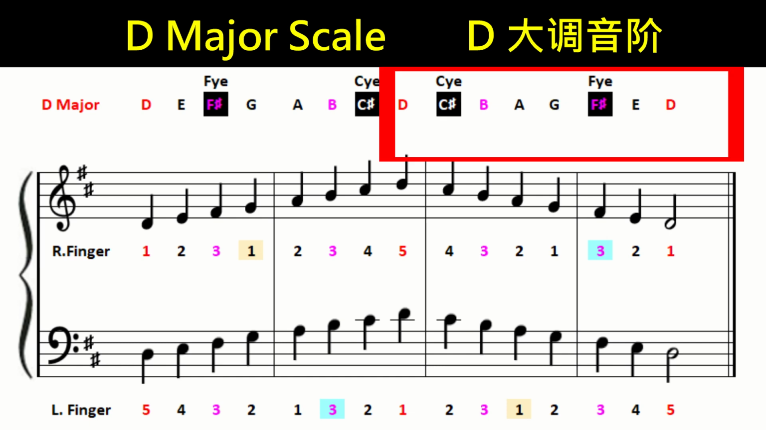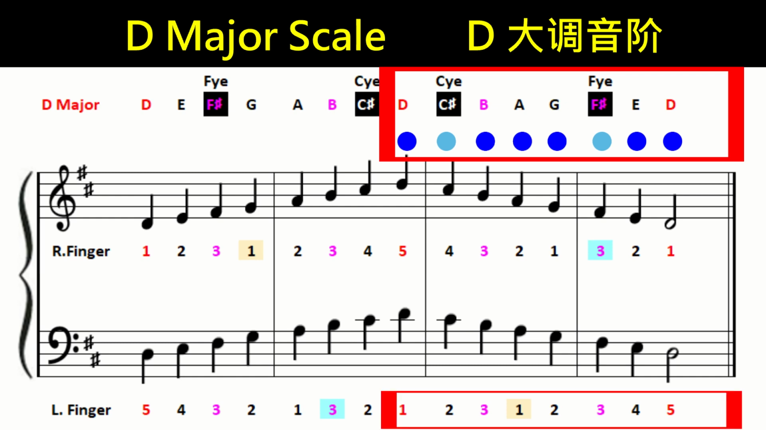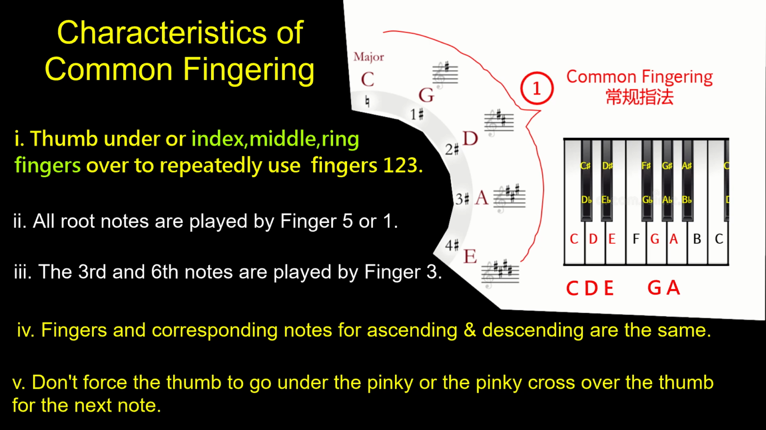The D major descending scale is D, C sharp, B, A, G, F sharp, E, and D. Fingering again is the same as the C major, thus common fingering, right? So right hand is 5, 4, 3, 2, 1, 3, 2, 1. Left hand 1, 2, 3, 1, 2, 3, 4, 5. As a matter of fact, D major scale obeys all the 5 characteristics of the common fingering, just as other 4 common fingering major scales.